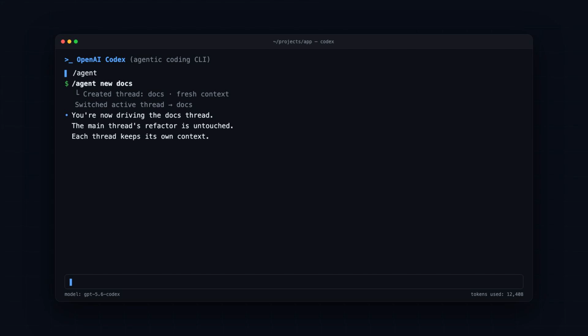That little indicator is how we always know which line of work we're driving, because the two share a session but never share context. With the docs task handed off, we switch straight back to the main thread by name. Everything we had before is still exactly where we left it, the refactor mid-flight, the plan intact, because Codex kept that thread alive the whole time.